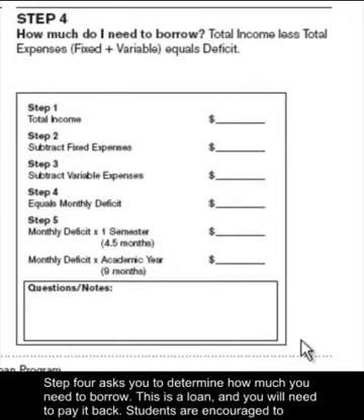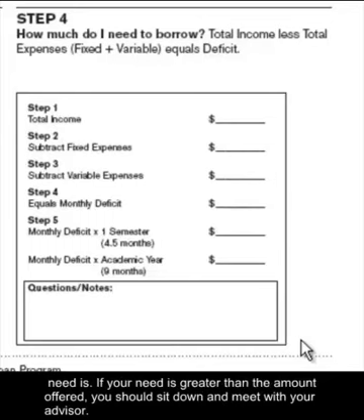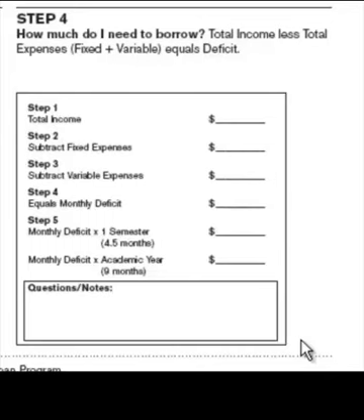Step 4 asks you to determine how much money you need to borrow. This is a loan and you will need to pay it back. Students are encouraged to borrow what they actually need rather than taking the total amount offered. By filling out Step 4, you should be able to determine what your actual need is. If your need is greater than the amount offered, you should sit down and meet with your advisor.